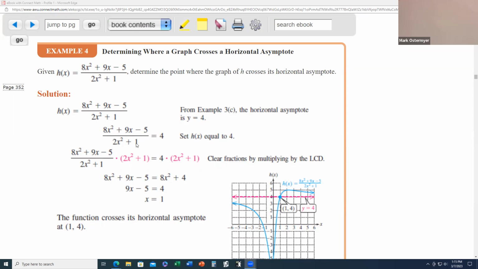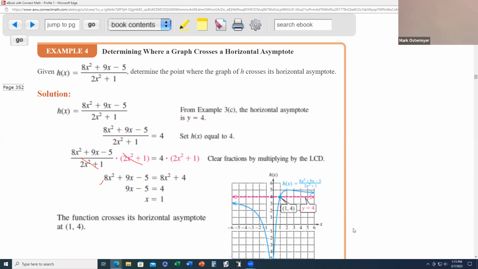To do so, they multiply both sides of the equation by 2x squared plus 1 to get rid of the fraction on the left side. Notice that the 2x squared plus 1s will cancel out, leaving you with 8x squared plus 9x minus 5 equal to, you have to multiply the right side by 2x squared plus 1 now, equal to this. Notice when we subtract 8x squared from both sides of our equation, the 8x squared drops out on both sides of our equation. How nice is that?